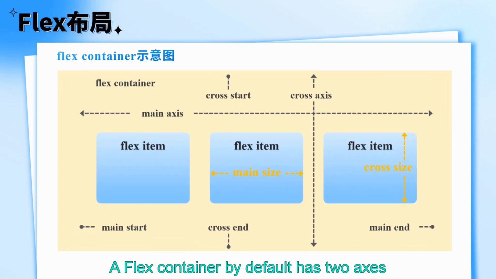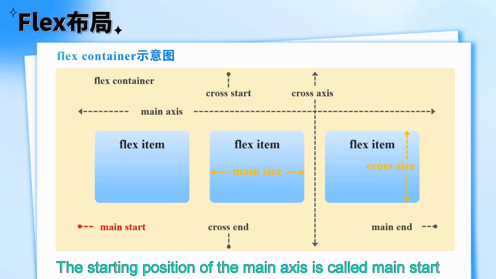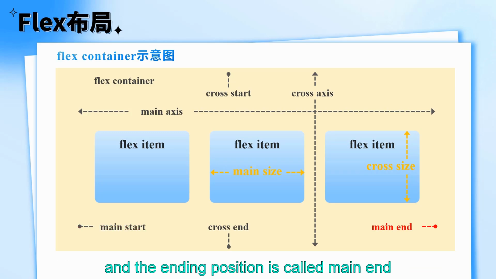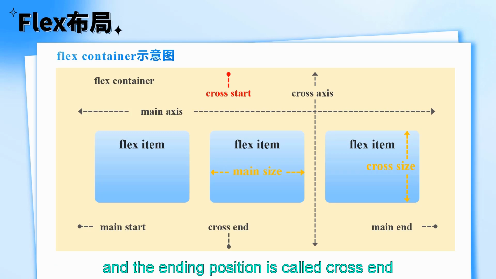A Flex container by default has two axes, one horizontal main axis and one vertical cross axis. The starting position of the main axis is called main start, and the ending position is called main end. The starting position of the cross axis is called cross start, and the ending position is called cross end.